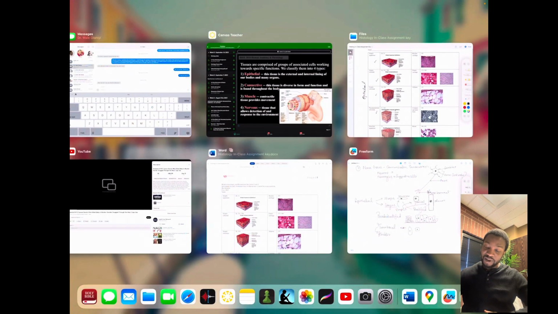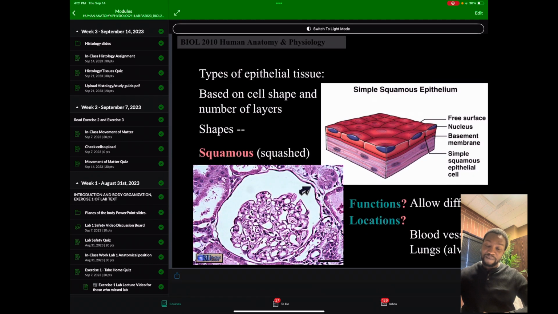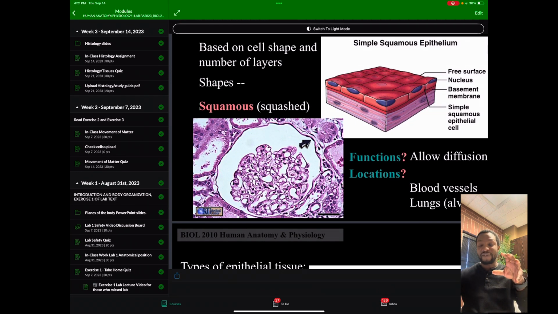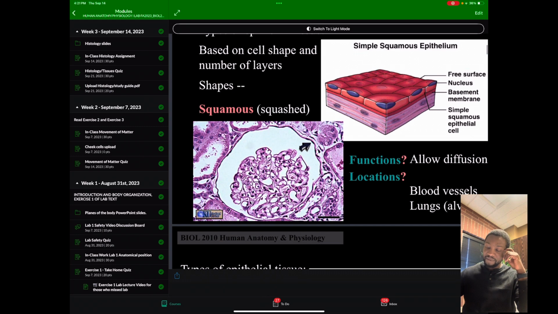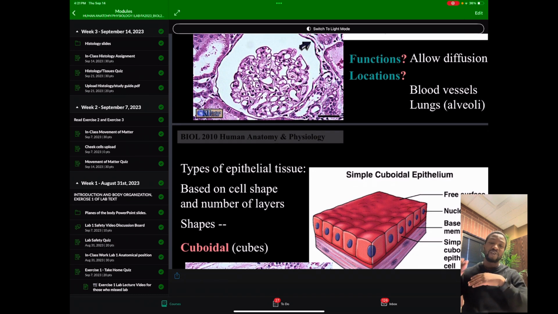I think I also have a PowerPoint that you guys can use. Here's your PowerPoint. So, examples of simple squamous. Where can you find simple squamous? You can find them in blood vessels and in the lungs, because you need diffusion. They're flat, and they allow things to flow easily through.